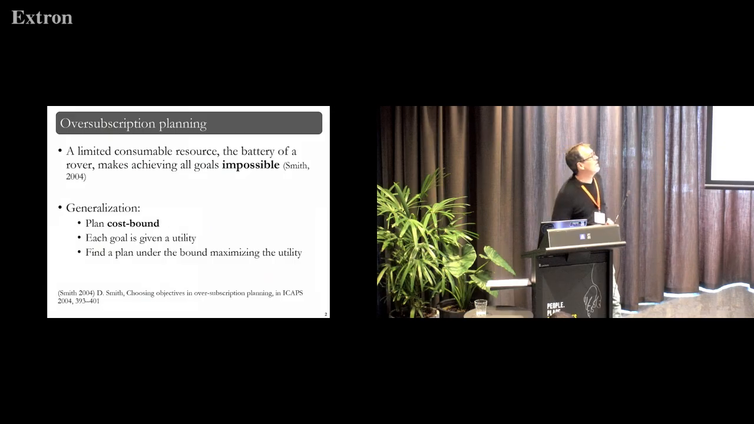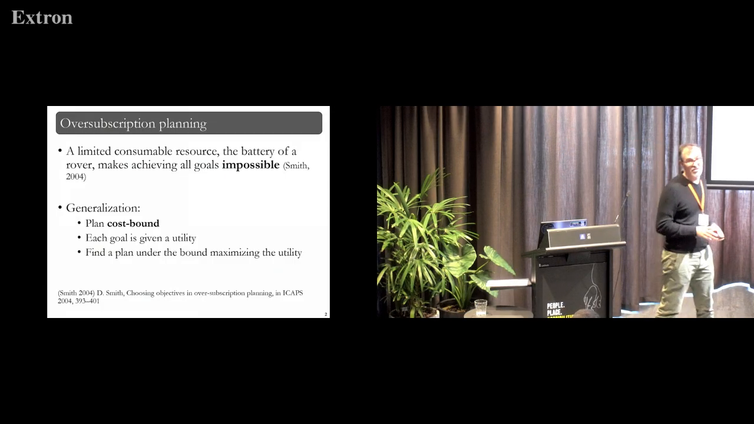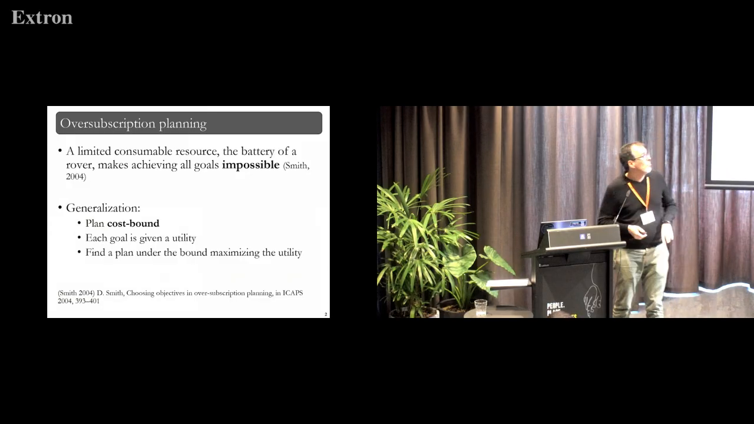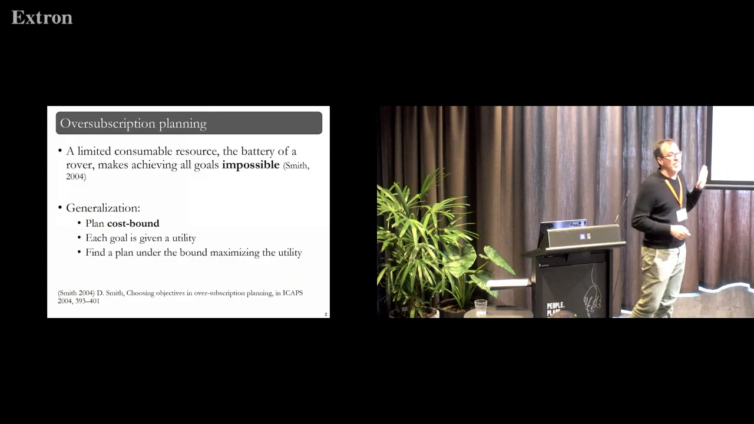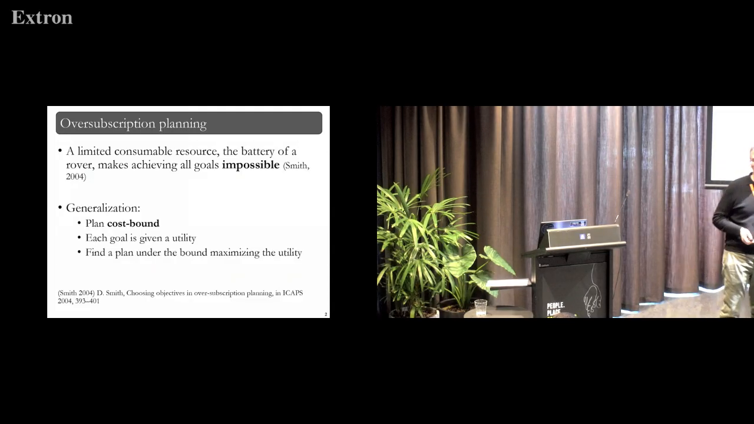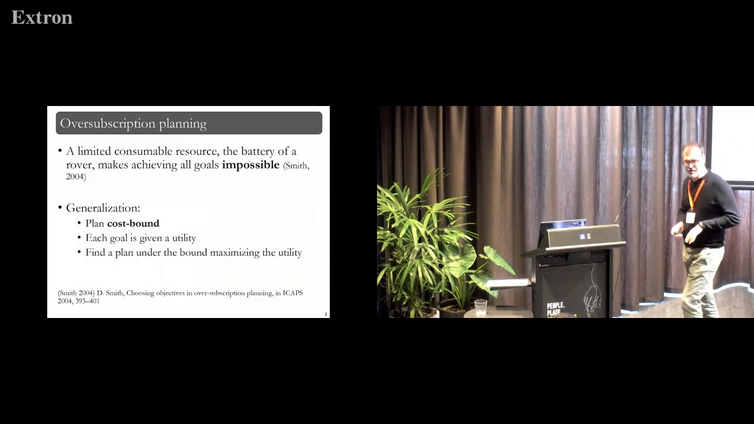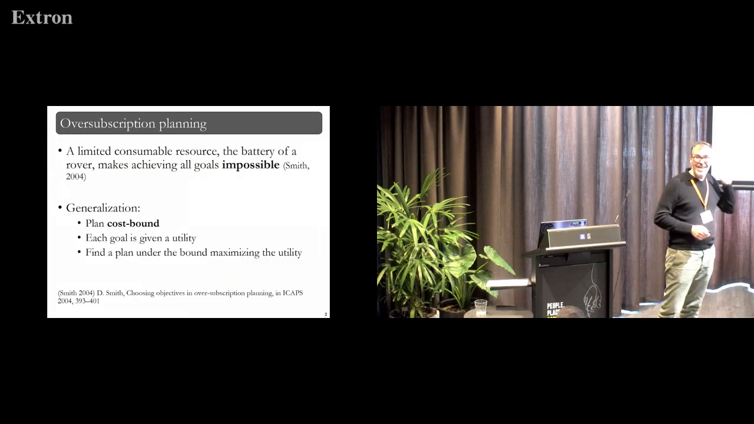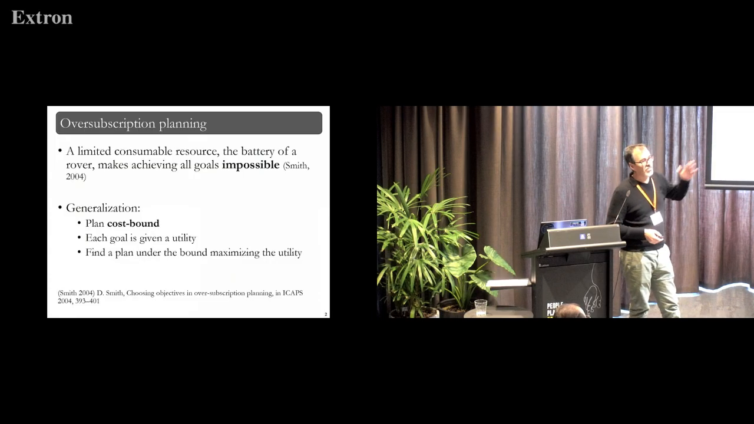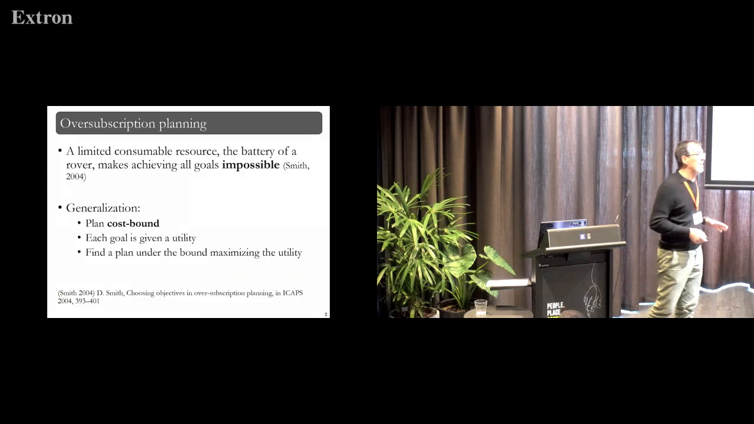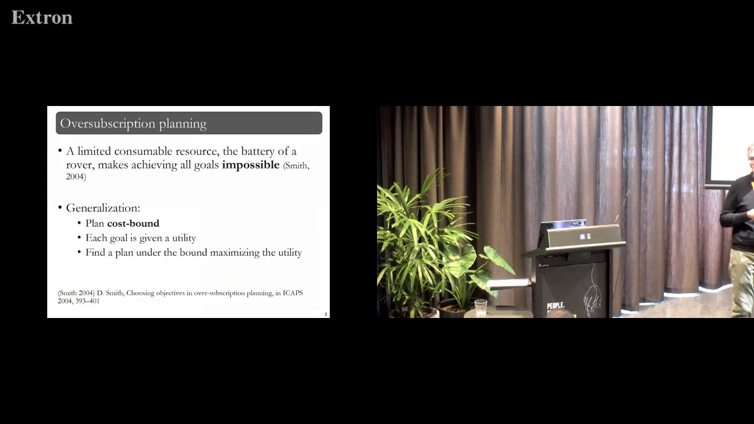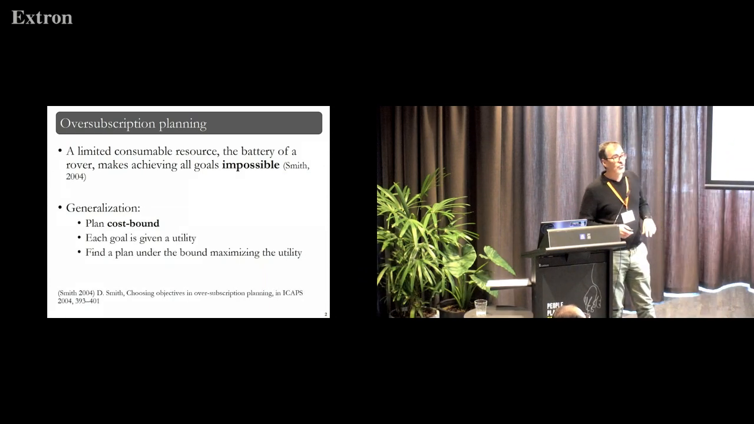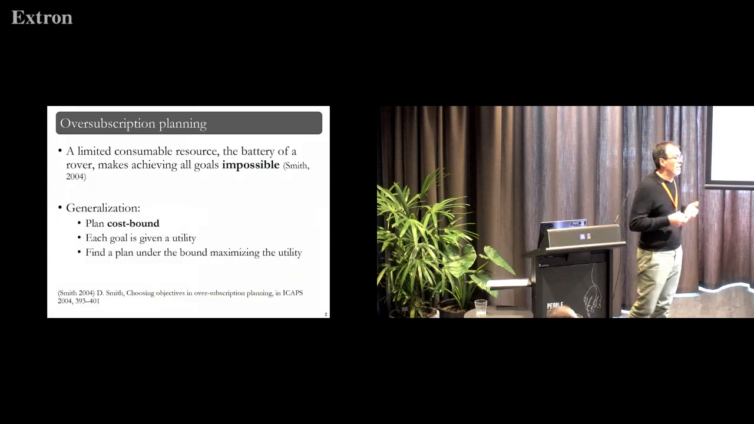So let me start by introducing the problem that we are addressing, because it's a known problem in the community, but it's not as popular as other problems. We are dealing with oversubscription planning, first presented by David Smith at ICAPS 2004. It was motivated by a real problem in the Mars rovers, in which the battery was not allowing them to achieve all the goals, so it was impossible to find a plan for all the goals.